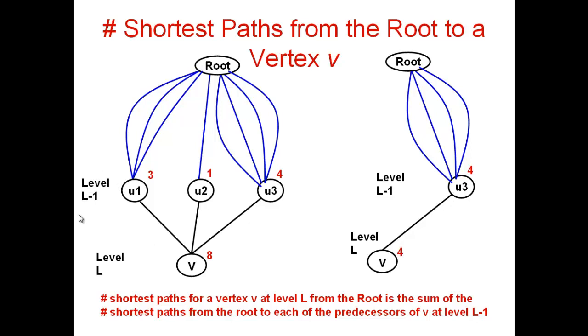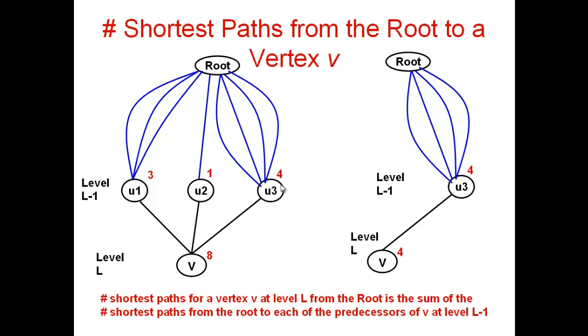So we are going to find the number of shortest paths from the root to each of the vertices in the order of the level numbers. So when we have to find the number of shortest paths from the root to vertex V at level L, we would have definitely found the number of shortest paths from the root to each of the predecessors of V at the level L minus 1. So let us say these are the three predecessors, U1, U2, U3. And these are the number of shortest paths from the root to each of these predecessors. So all you have to do is now add up all these shortest paths.